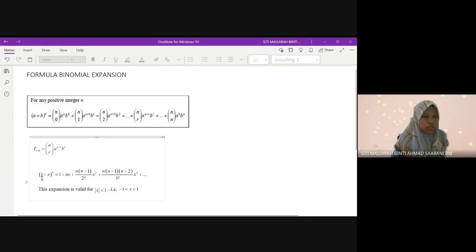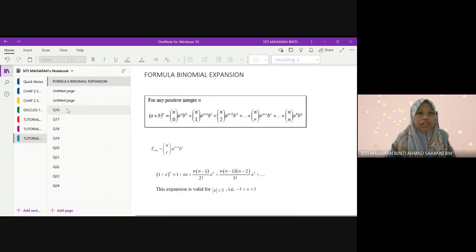Okay, and then kalau awak punya bentuk 1 plus x power n, so awak akan guna expansion yang bawah ni ya. Yang bawah sekali ni dia bagi this expansion is valid for absolute of x less than 1. This is untuk nilai x yang satisfy this expansion. Dia formula ni saja. Okay.